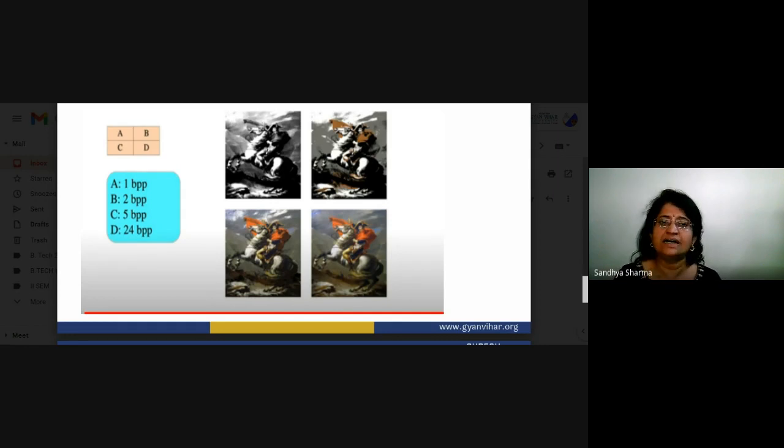Suppose we are taking 24 bits per pixel. How many levels do you have to acquire? 2 to the power 24 levels, which is a large number of levels. So 2 to the power 24 levels means you have that many shades of color for representing your image. This is a very important parameter: how many bits we use for representing the pixel.